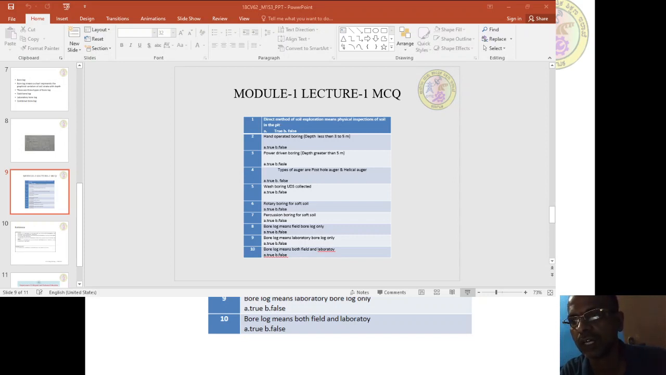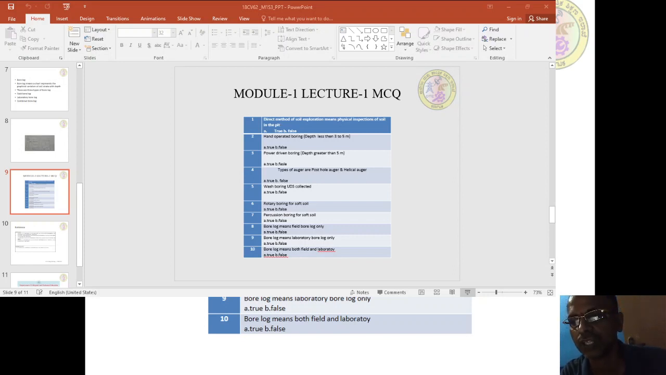The types of auger are post hole auger and helical auger. There are two types based on the shape. Yes, the answer is true. Wash boring will be used to collect an undisturbed soil sample. As I said in my class discussion, it is collected below the groundwater table and the soil is 100% disturbed. Therefore this statement is not correct. Option A is true, B is false. It is a false statement, answer is false.